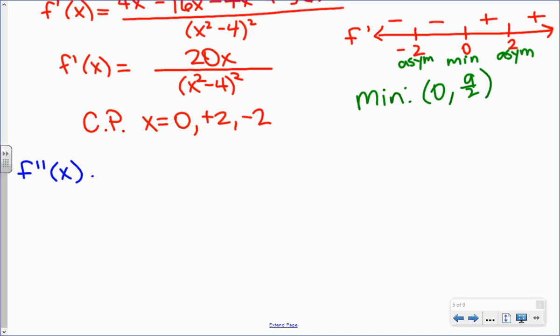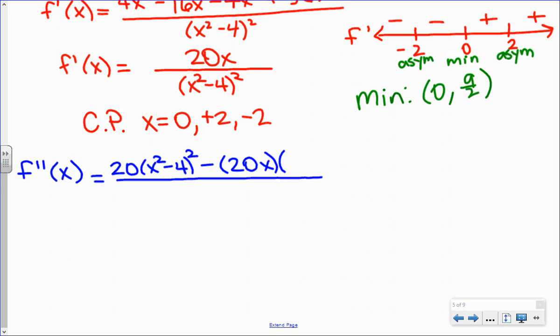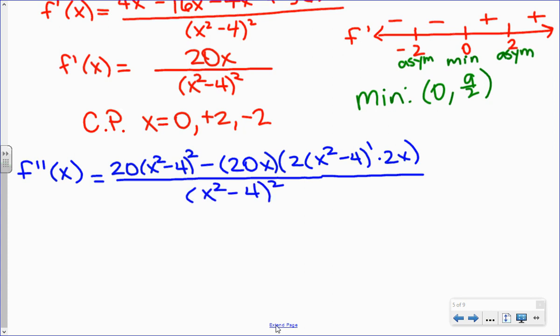Okay, so we're going to use this one right here, right? Okay, so quotient rule, again: derivative of the numerator times the denominator minus the numerator times the derivative of our denominator. We're going to have to do the chain rule. So 2 times x squared minus 4 to the first times 2x, all over our denominator squared. Yeah, I said squared, and I meant to write 4. Thank you, Joe.